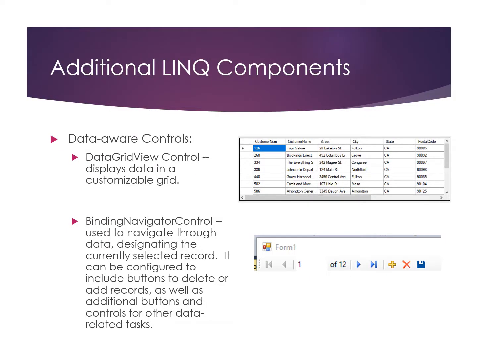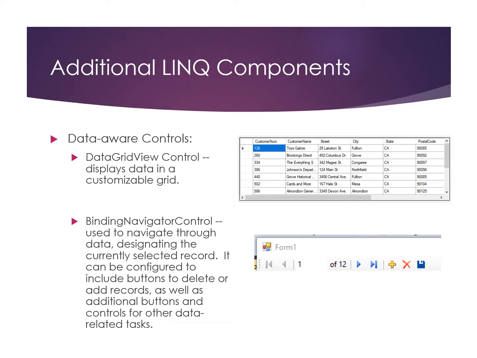Lastly, there are additional LINQ components, and these are our data-aware controls. So probably the one we'll use most is the data grid view control. The data grid view control displays data in a customizable grid, sort of like a table. We'll have rows of records and individual columns of fields, and it will allow us to scroll through our data much as you would through a spreadsheet or almost like a word processing document. It's very easy to move up and down and back and forth.